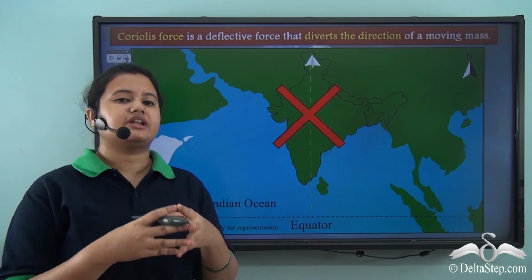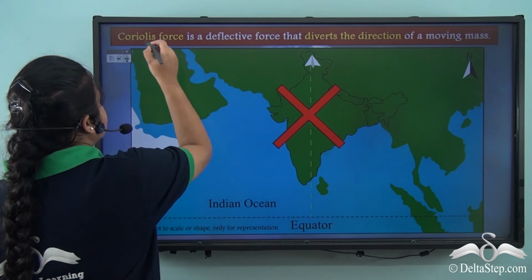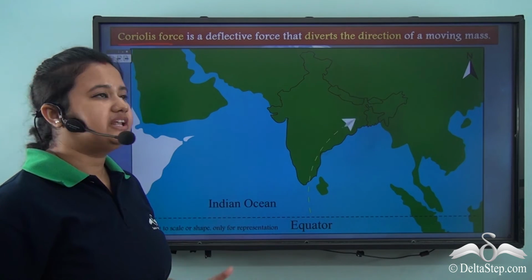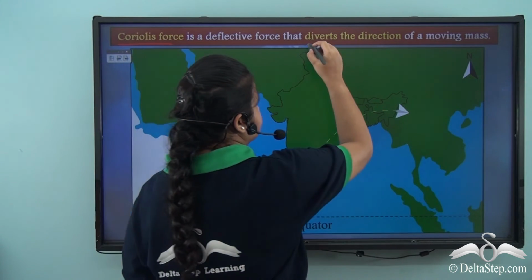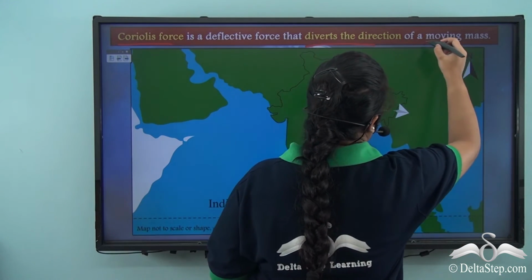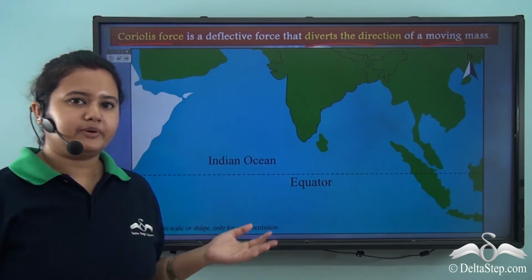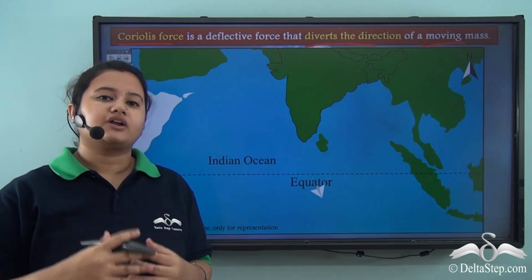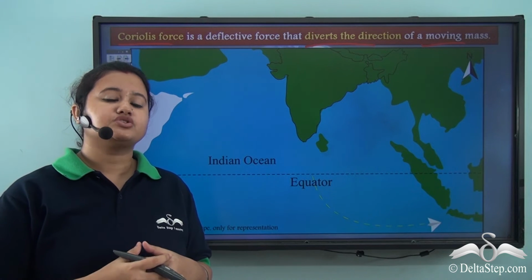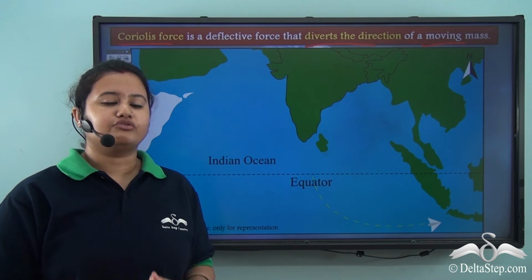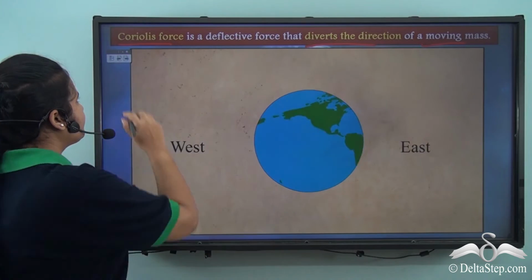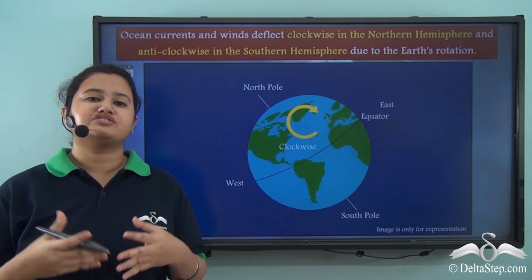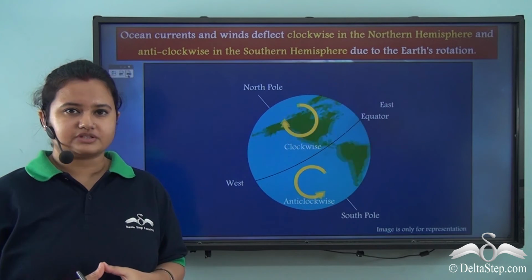And this deflection happens due to a force which is known as the Coriolis force. So Coriolis force is a deflective force that diverts or changes the direction of any moving mass, just like this paper plane. Now this Coriolis force is the same as the centrifugal force that causes a body or an object to deviate away from the center of a rotating body. So in the previous video, we found that the paper plane got deflected due to Coriolis force.